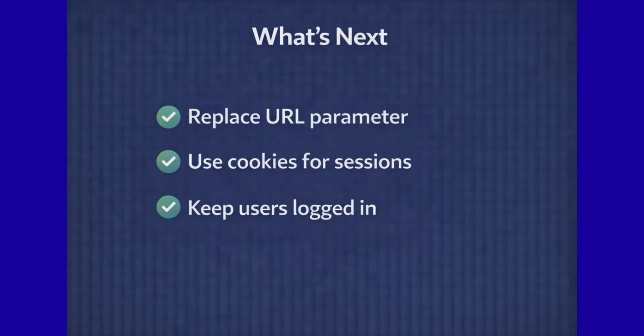Now that we're storing passwords securely, the next step is keeping users logged in. Right now we're using a URL parameter, but that's just for learning. In the next video, we'll have the web app remember who the user is using cookies instead of a URL parameter. And that's what turns this into a real authentication system.